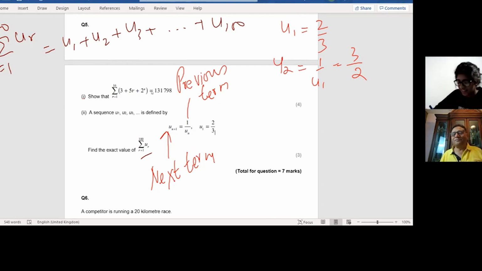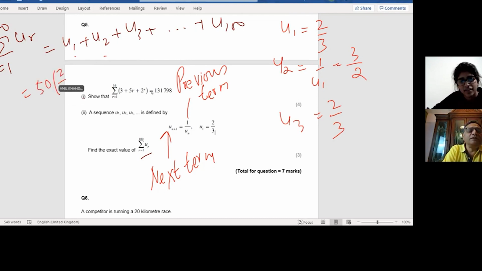Oh, right. But won't that keep going 2/3, 3 over 2, 2/3, 3 over 2? So this is very simple. U2 is this. So U3 will be what? 2 over 3, correct? So half of the terms will be 2 over 3. The other half will be 3 over 2. So that's 50-50, correct? So we'll say 50 times 2 over 3 plus 50 times 3 over 2, right? Okay, 50 is common.